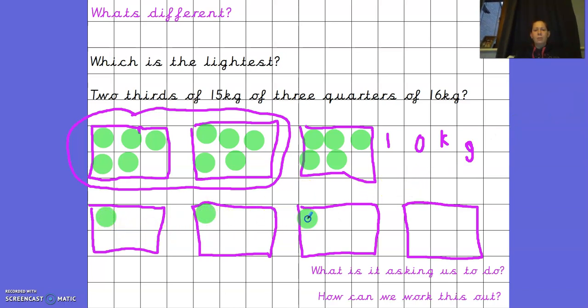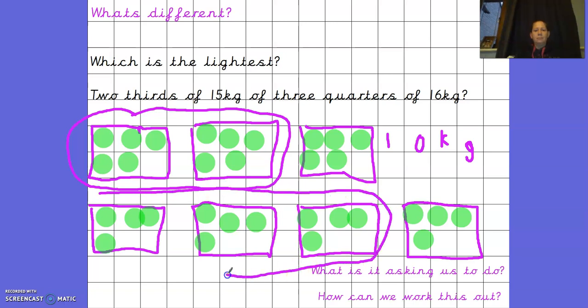1, 2, 3, 4, 5, 6, 7, 8, 9, 10, 11, 12, 13, 14, 15, 16. Okay, it's asking for 3/4 of 16 kilograms. So that's 1/4, 2/4 and 3/4. Draw my line round so I remember. So 3/4 of 16 kilograms is 1, 2, 3, 4, 5, 6, 7, 8, 9, 10, 11, 12 kilograms.